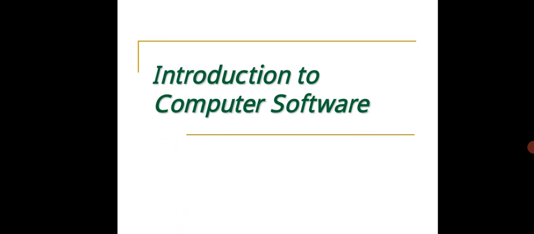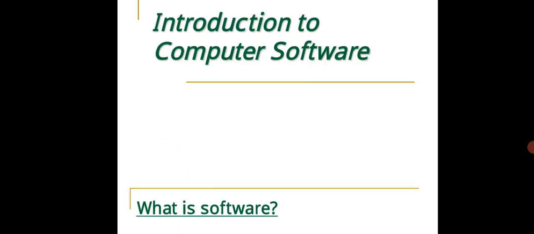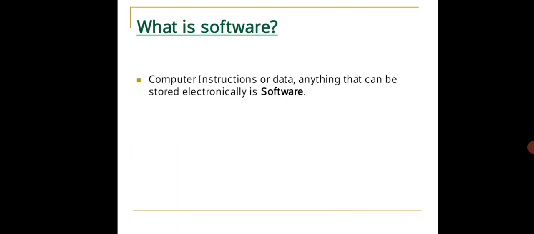Today we are going to learn about computer software. And we start by defining the word software. Software are computer instructions or data or anything that can be stored electromagnetically. Another definition of software is software are a set of instructions that causes a computer to perform a certain task.